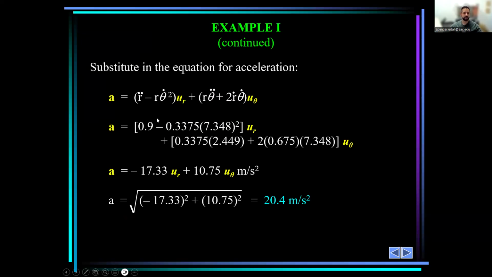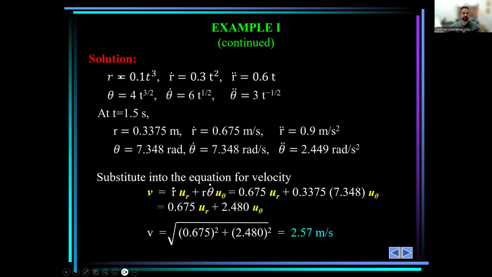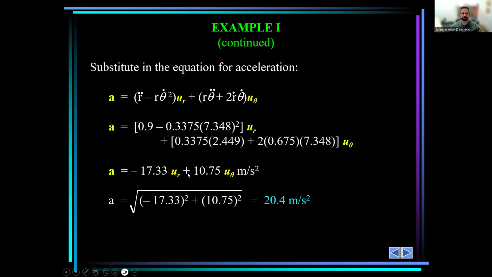So not too complicated as long as we can figure out what these are, right? If we can solve for the time derivatives of r and theta, from there it's mostly just plug and chug into those equations for velocity and for acceleration, and then making sure that our answers seem logical for the situation.